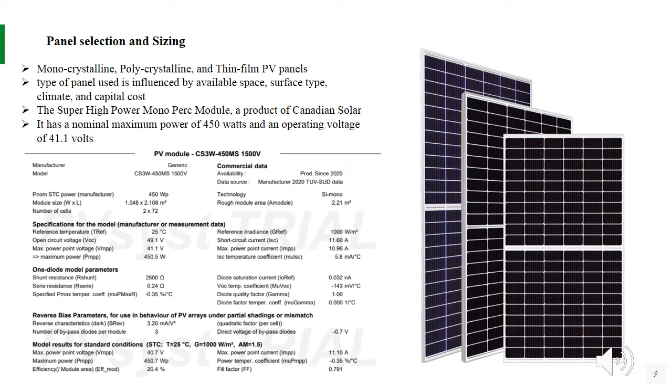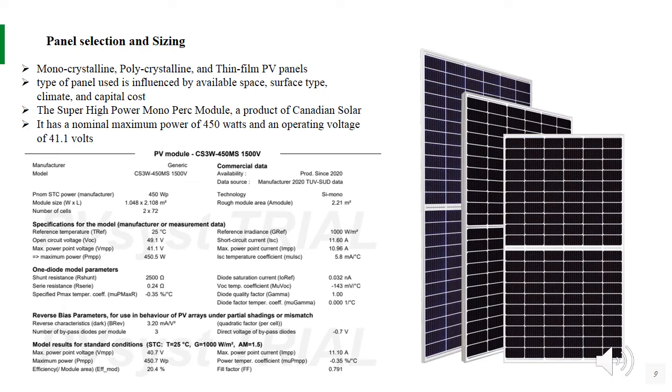Monocrystalline, polycrystalline, and thin film PV panels are the most prevalent PV panel types utilized in the design of major PV power plants. The type of panel used is influenced by a number of criteria, including available space, surface type, climate, and capital cost. The super high-power mono-PERC module, a product of Canadian Solar, was chosen as the PV panel for this project.